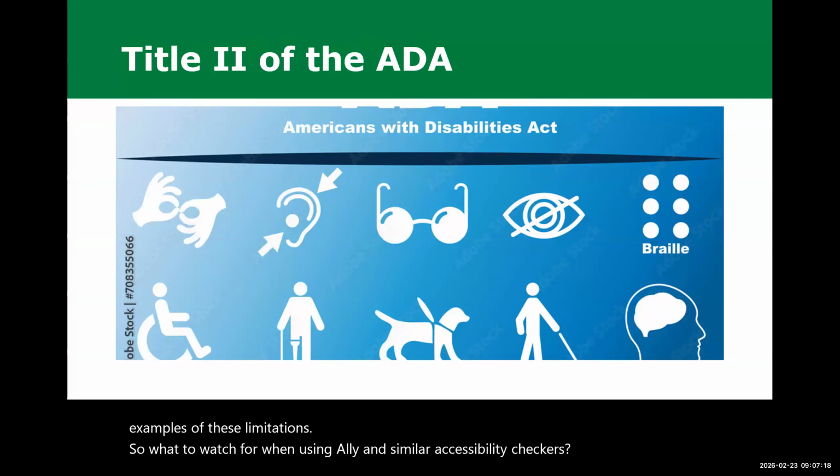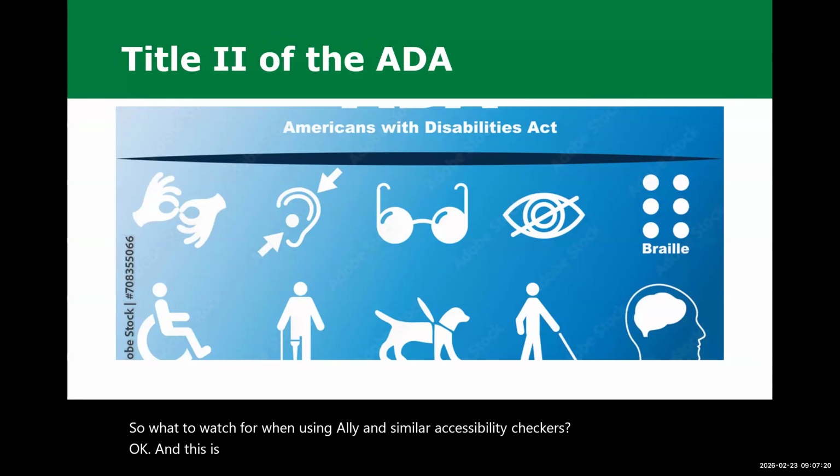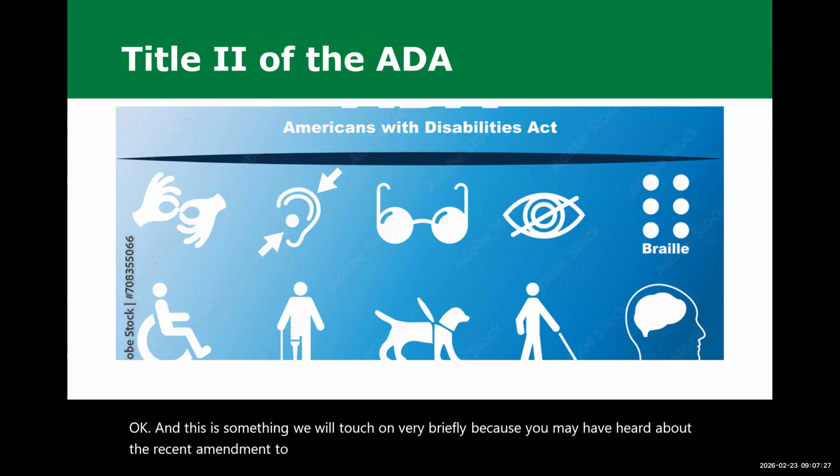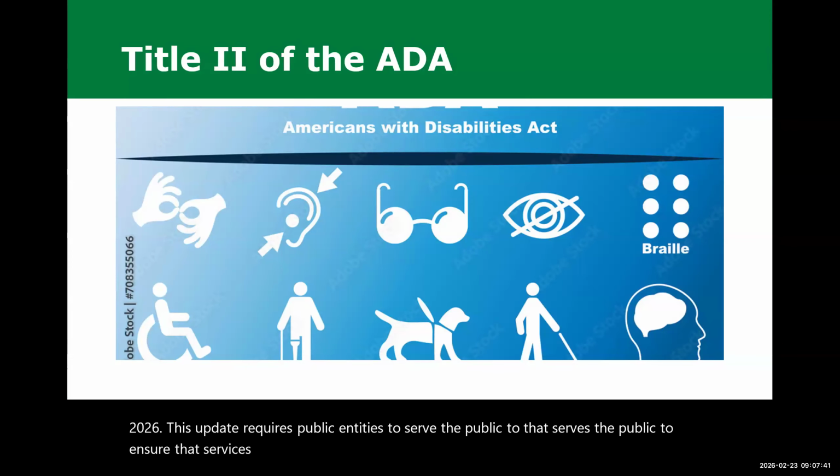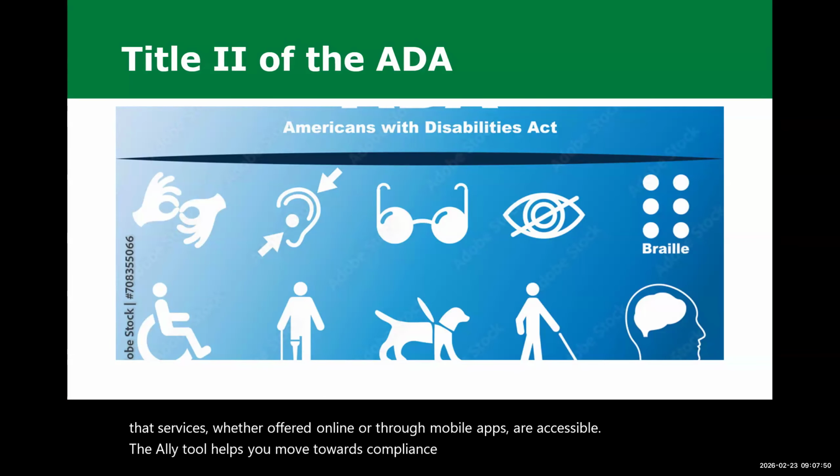Okay. And this is something we will touch on very briefly because you may have heard about the recent amendment to the Americans with Disabilities Act taking effect on April 24th, 2026. This update requires public entities that serve the public to ensure that services, whether offered online or through mobile apps, are accessible. The Ally tool helps you move towards compliance by guiding you through content remediation.